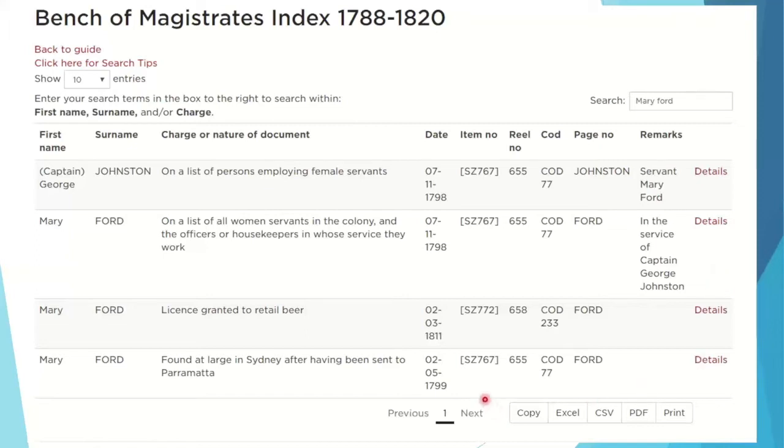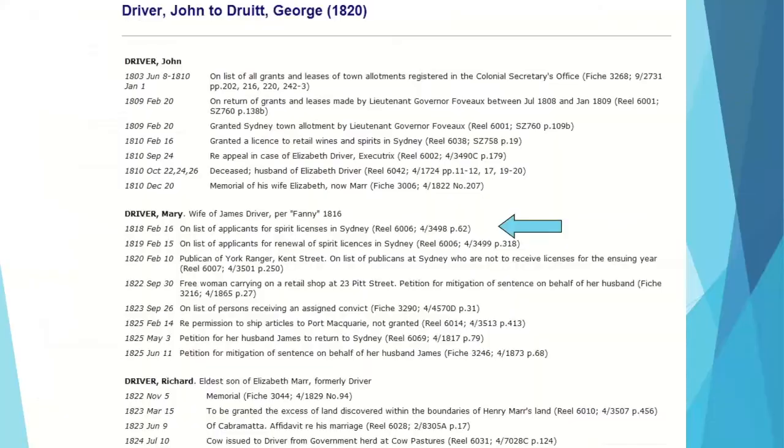So she was in the service at that time of Captain George Johnston. In 1799, she's found at large in Sydney after she was sent to Parramatta, so she was having a bit of a hard time at that stage, and then she pops back up again in 1811 on a licence granted to retail beer. So she's come up with an occupation and she's working in that area.